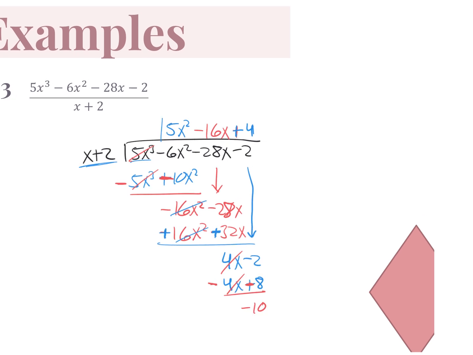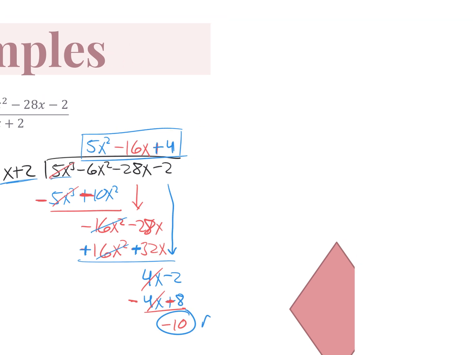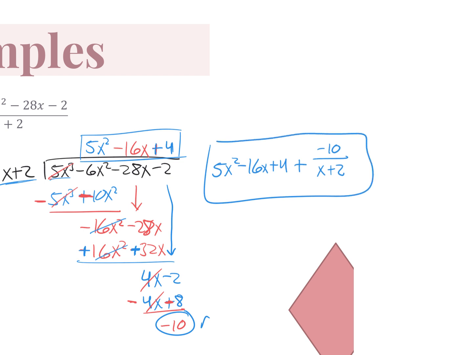So this right here, this was our quotient. But that's not the only thing that we have in this problem. I still have my remainder of negative 10. So to write my final answer, it would be my quotient, 5x squared minus 16x plus 4. And then plus my remainder, which is negative 10, over my divisor, which is x plus 2. And then this is my final answer.